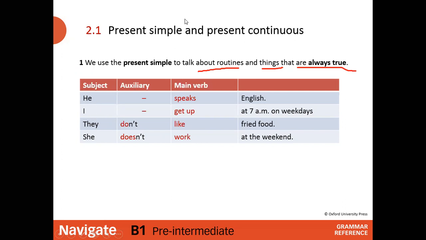Okay. He, no auxiliary verb, speaks English. So he speaks English. So here you can see speaks English. It's present simple and it is always true. He knows English. He can speak, or he spoke yesterday. He speaks today, and he will speak tomorrow. This is always true. All right.